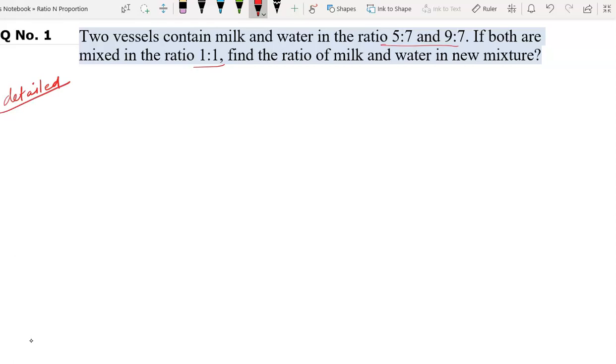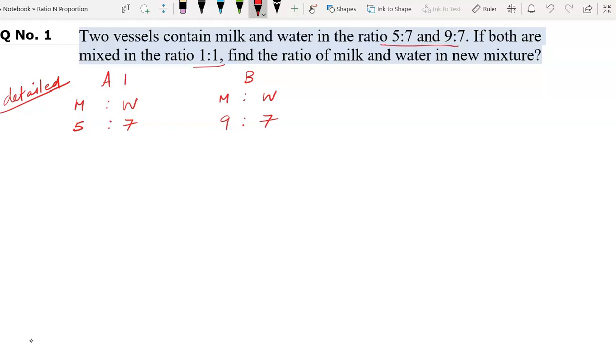Now in this question it says two vessels contain milk and water in the ratio 5:7 and 9:7. So let's say we have two vessels, vessel A and vessel B. In the first vessel, milk and water is in the ratio 5:7. And in the second vessel, milk and water is in the ratio 9:7. Now both are mixed in the ratio 1:1. So 1:1 means both are mixed in same equal quantity.